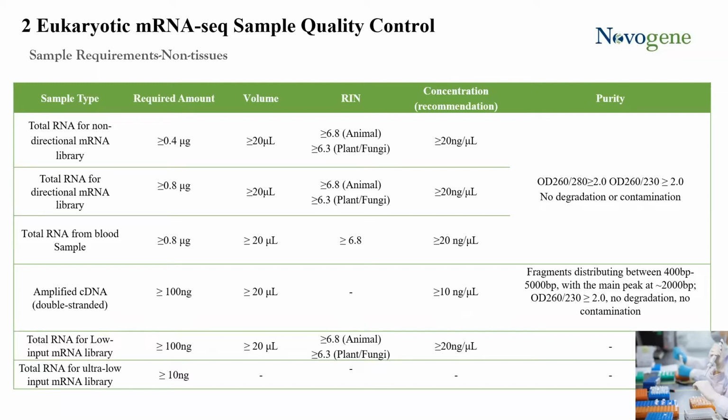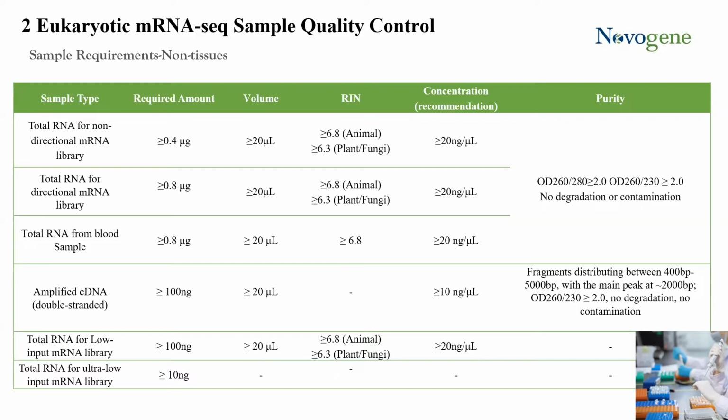And we expect the purity, the OD260/280 as well as OD260/230 ratios, to be greater than or equal to 2 with no degradation or contamination. For total RNA for directional mRNA libraries, we expect you to submit greater than or equal to 0.8 micrograms, or 800 nanograms. The rest, the volume, the RIN, the concentration, and the purity, the standards remain the same.